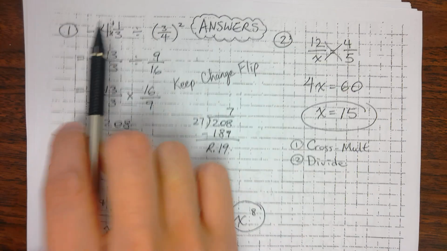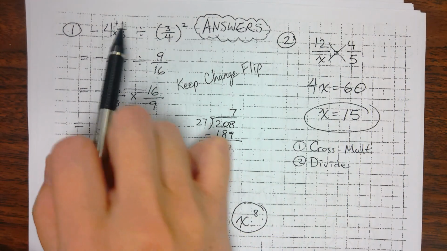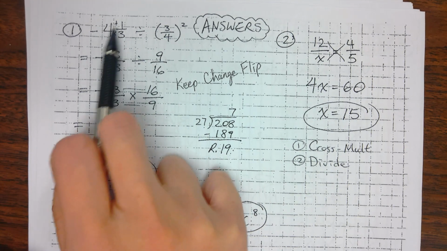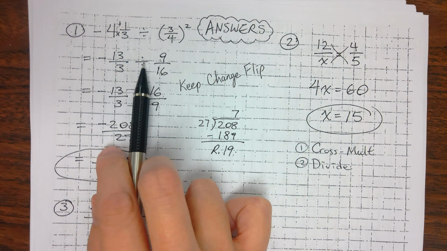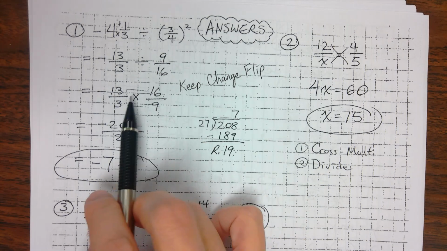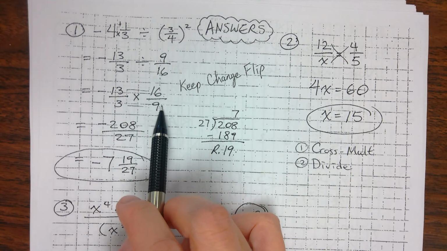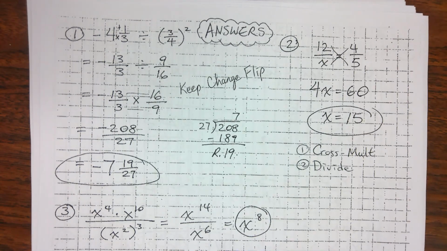So number 1 right here, this was from chapter 1. You had to change each of these mixed numbers into an improper fraction. So multiply, add, you get this. And then remember when you divide fractions, you have to keep, change, and flip. So keep the first fraction, change it to multiply, and flip the second fraction. Once you have that, you just multiply across, and you get the improper fraction.